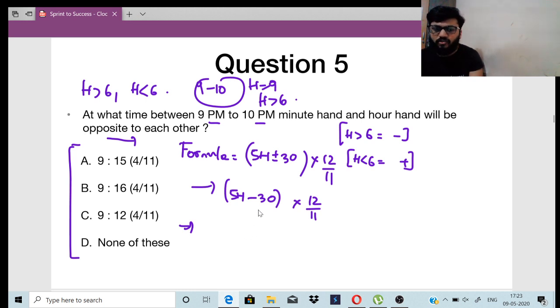I'm telling in detail only, no, Baba. This is the formula: 5h, where h is the hour, so 5 into h, plus or minus 30, into 12 by 11. 30 is the minutes. So you want me to derive the formula? Huh? You want me to derive the formula?